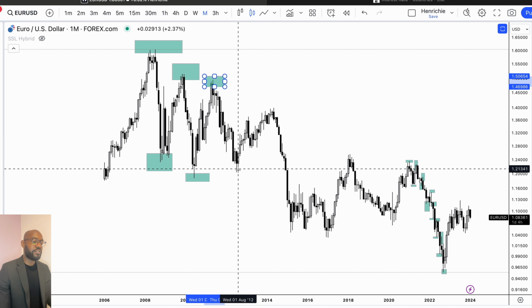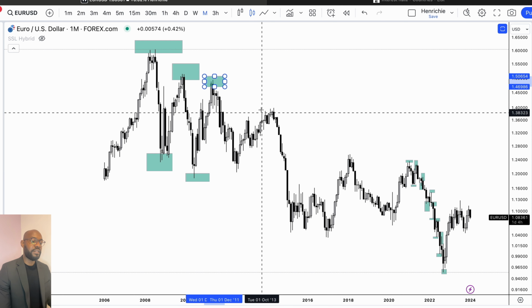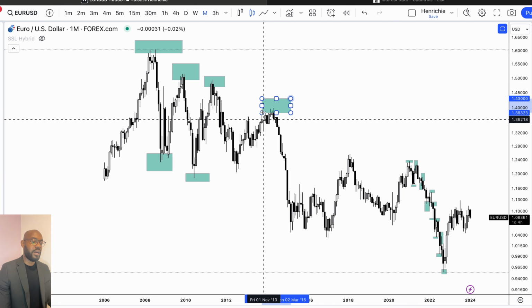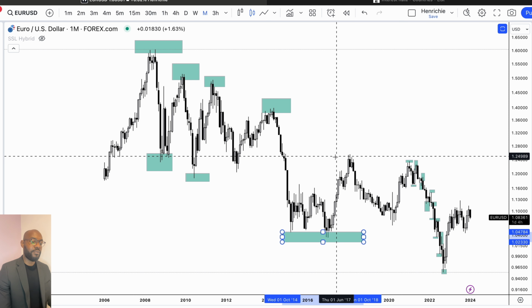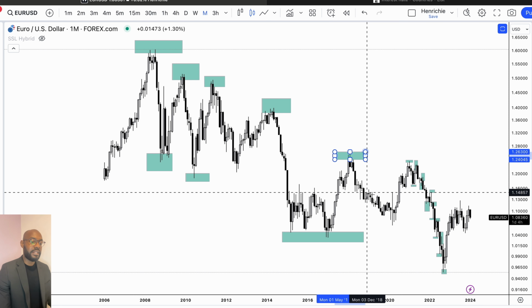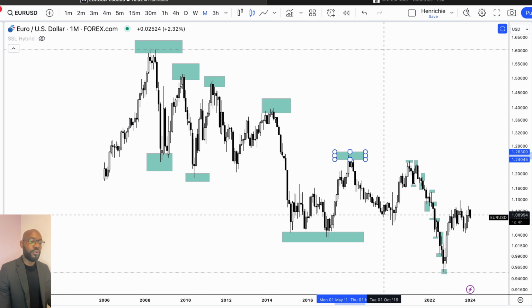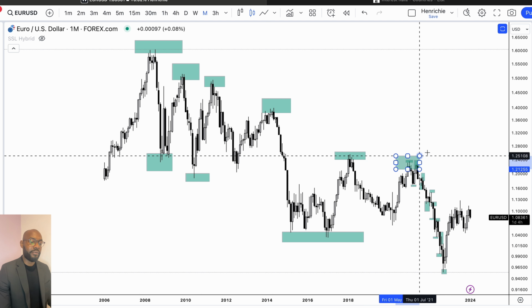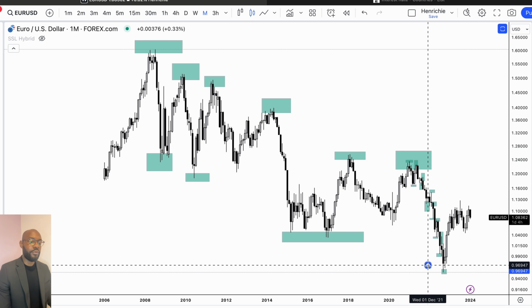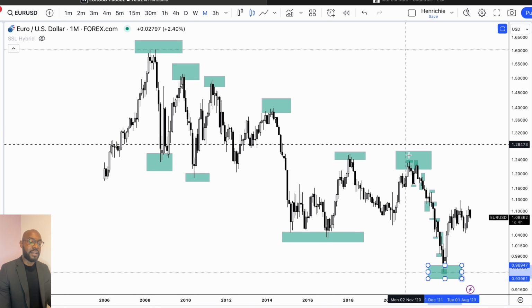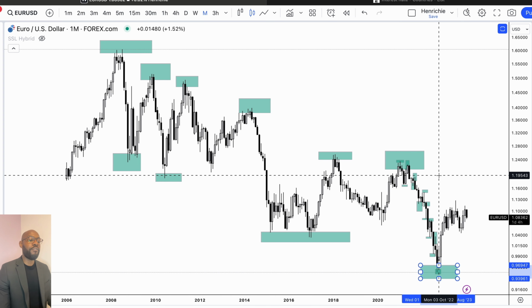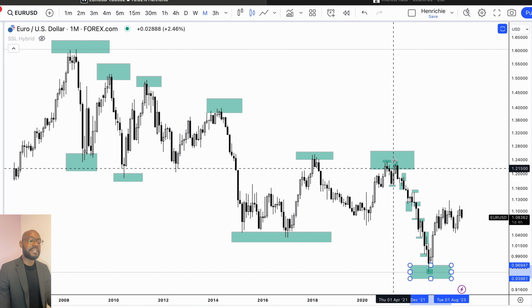So right here, we failed to create a higher high, creating a lower high again, and then we'll have this low right here, and then we created this lower high, and then we failed to create a lower low, then created a lower high right here, and then created a lower low. So the trend is to the downside. The trend remains to the downside. So that means that the overall market structure is bearish.